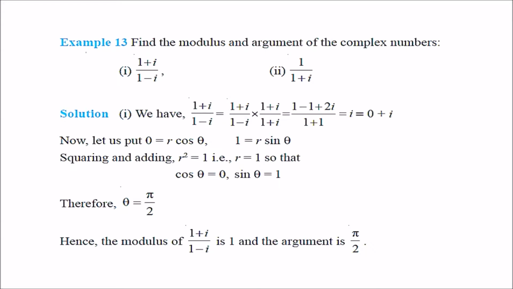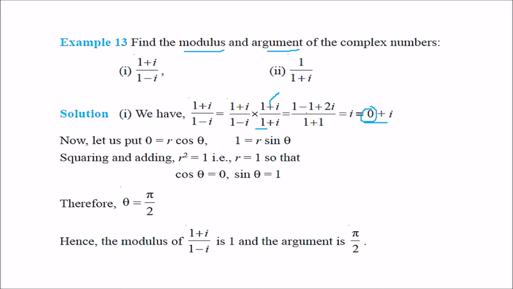This is the solution. Now example 13, find the modulus and argument of the complex number 1 plus i by 1 minus i and 1 by 1 plus i. So 1 plus i by 1 minus i, multiply the numerator and denominator by 1 plus i. You will get the result as i, actually 0 plus i.